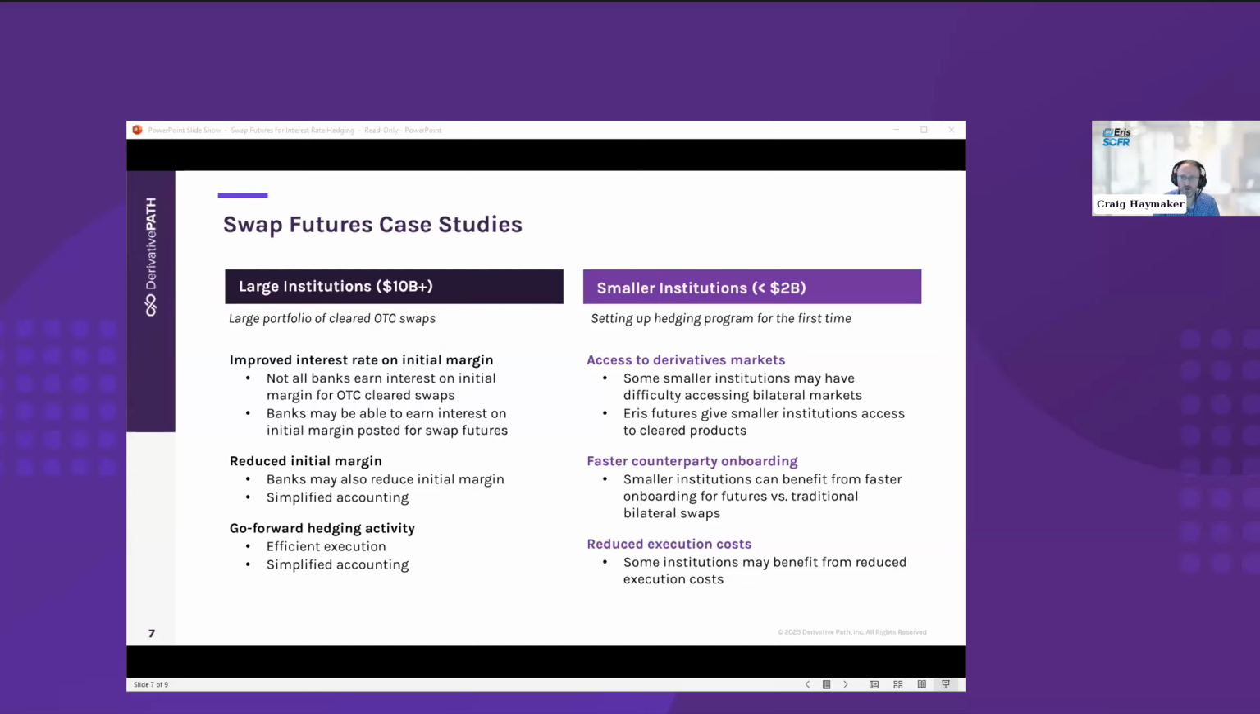So that's what the process would look like. And it's kind of funny. Before I came to Eris, in a previous life with a previous employer, I helped institutions onboard Eris SOFR Swap Futures for hedge accounting for this purpose. So I could certainly speak firsthand to the benefits, as well as that institution's appreciation for being able to mitigate their risk using swap futures.